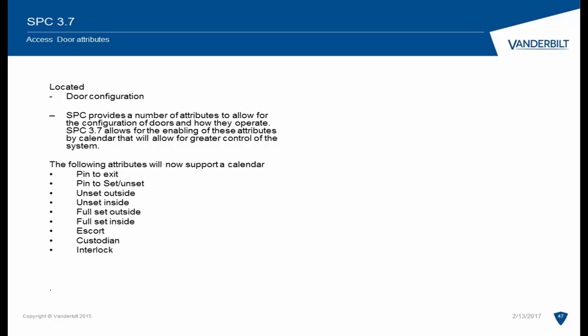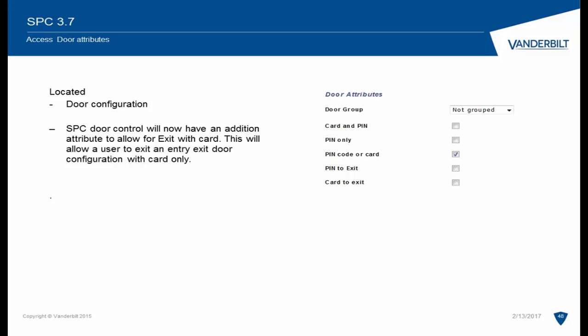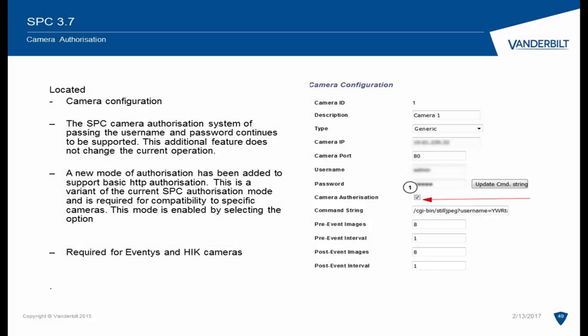Okay, thank you, Ian. In SPC 3.7 is another access feature that we've enhanced, and this one you've actually seen already in SPC 3.8, which is the ability to assign a calendar to door attributes. And this allows you to define different security levels throughout the day. So you can have onsetting and full setting only available in the morning and only available in the evening, or having escort required during the morning. An extension of the door attributes was also done during 3.7 to allow for PIN or card and to exit with card. This new option was added to complement the entry with card function that already existed in the system.